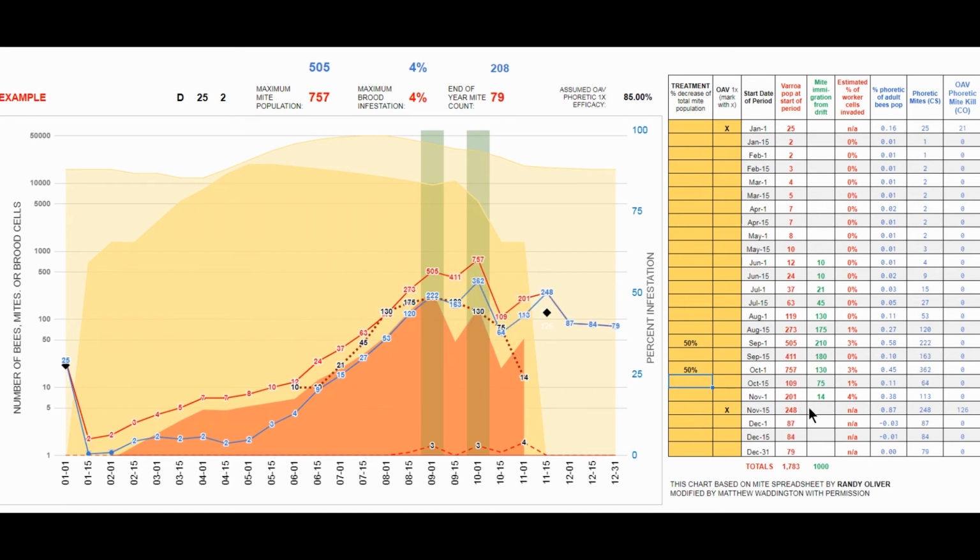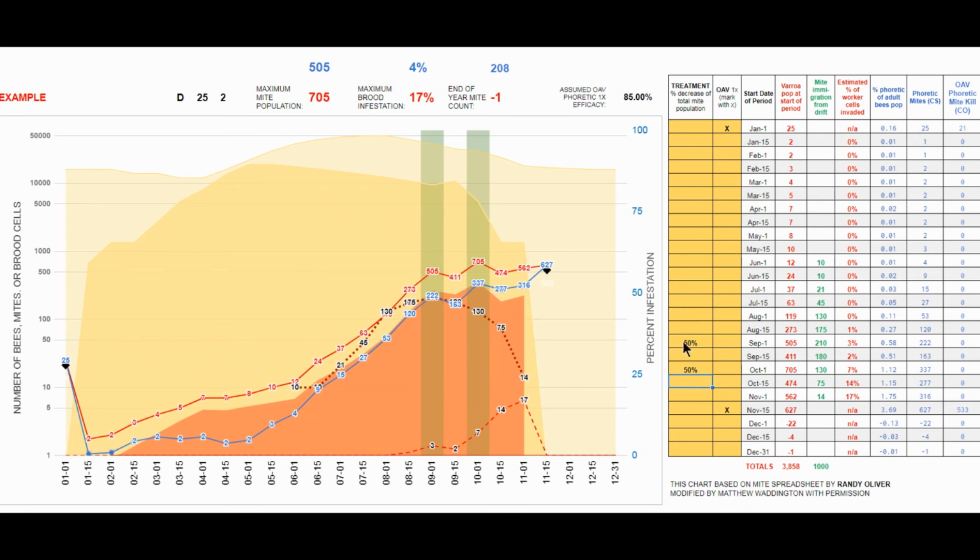I think it does. It might still be computing. Right. Considerably. And we still don't see a crash. We see a high brood infestation of 17%, but not 30%. So the efficacy seems a little less critical than the timing. That seemed like an interesting point.